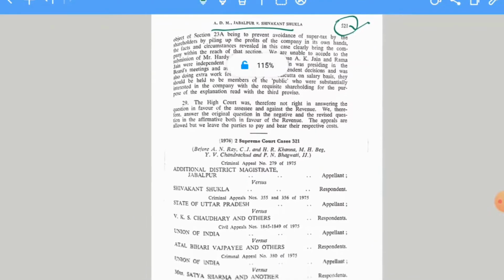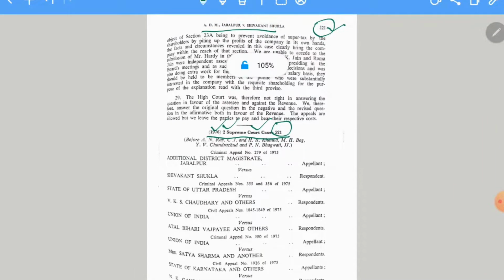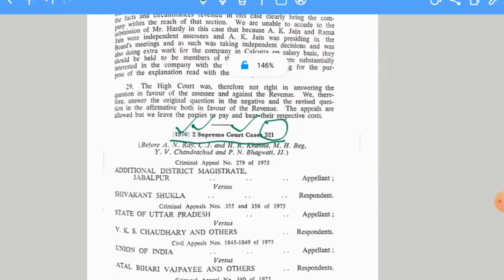Now here you can see, my dear friends, on this page you can find how to cite this judgment. The year will come, then the volume, the name of the journal, and then the page number. This is the way you need to cite this case whenever you are citing it in any project or in article writing. Now here you can see the structure.